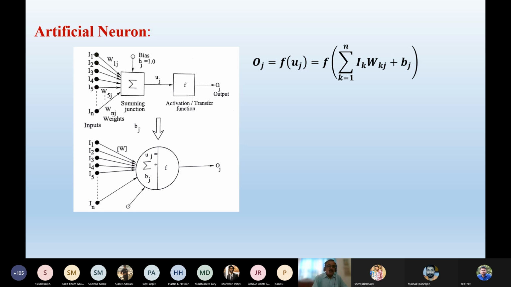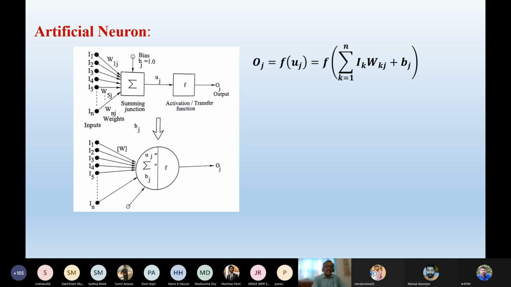Now, depending on the situation, this particular W will vary in the range of 0 to 1. If it is 1, it means 100% information is coming. If it is 0, it means no information is coming. So this is the significance of introducing this particular connecting weight.